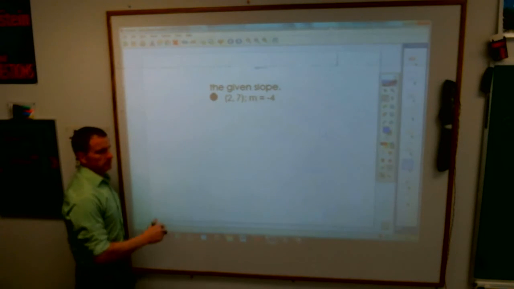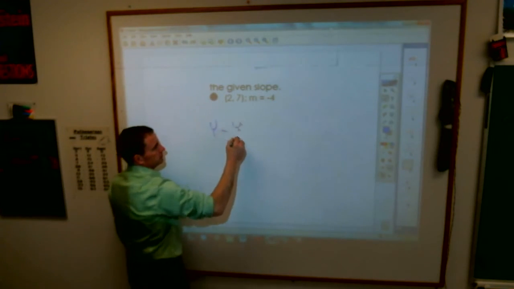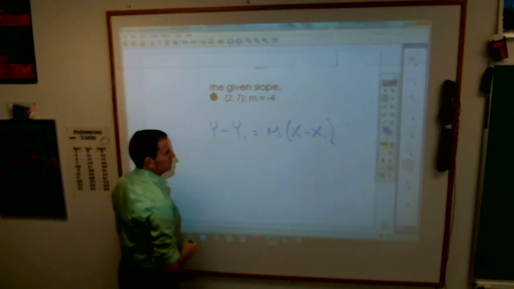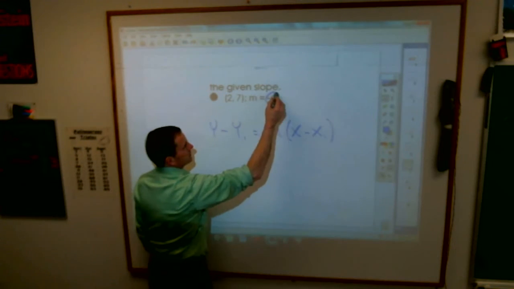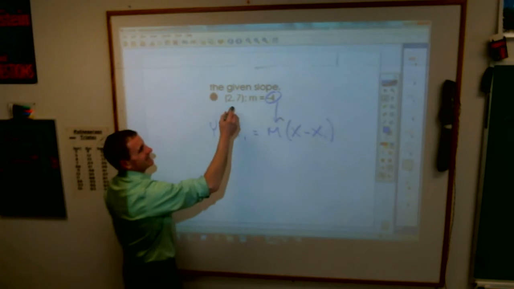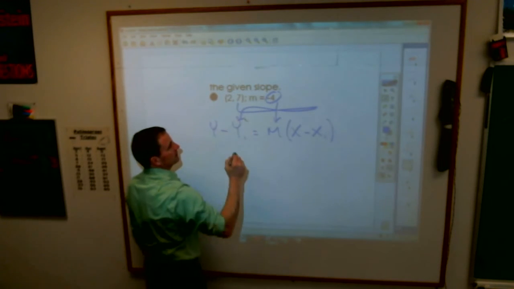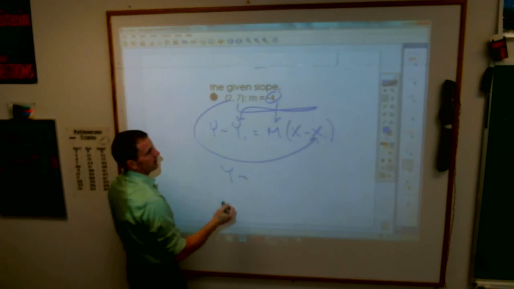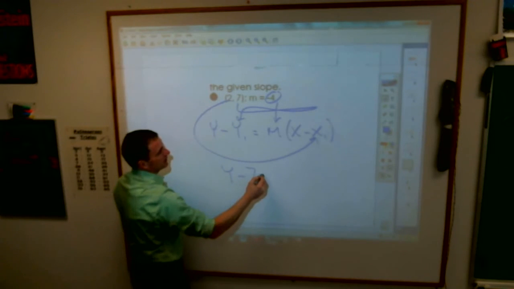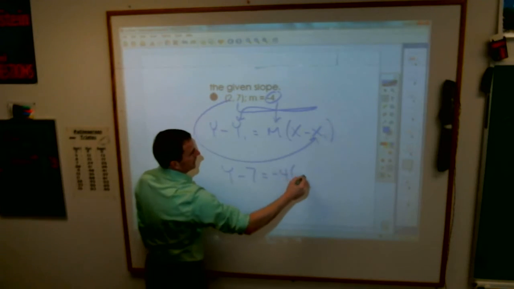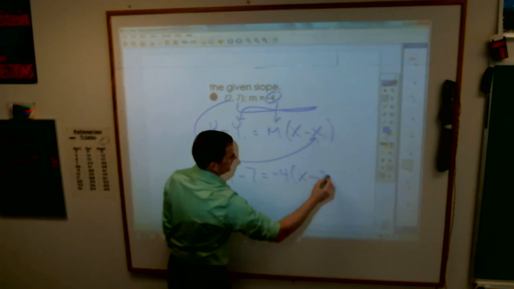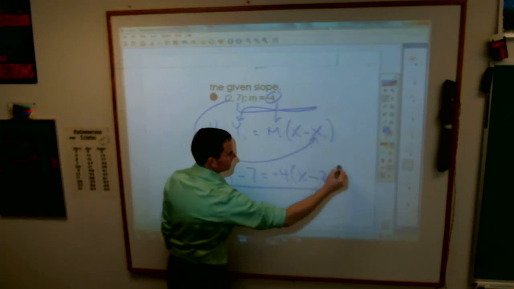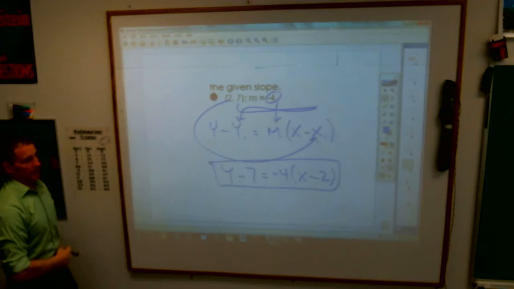Problem number 1. Always start off with writing what you know, and I can't change it if you don't at least show that. The slope right here is -4, so that goes in for the letter M. 7 goes in for the Y, and 2 goes in for the X. So your Y minus 7 equals -4 times X minus that X number, 2. Just putting the points in there, nothing more than that.